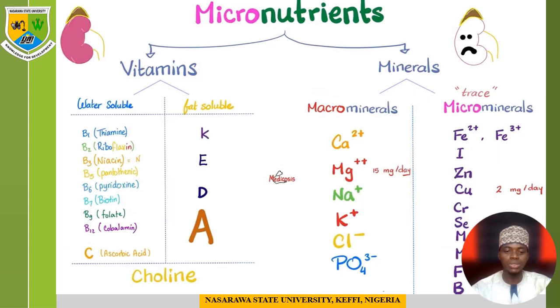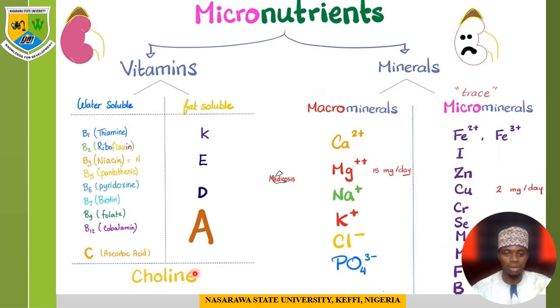Whereas the micronutrients, they are divided into vitamins and minerals. Under vitamins, they are subdivided into water-soluble, that is those vitamins that are soluble in water, and fat-soluble, those vitamins that are soluble in hydrophobic mixture. So under water-soluble, we have B complexes and vitamin C. Under B complex, we have vitamin B1, which is thiamine, B2 riboflavin, B3 niacin, B5 pantothenic acid, B6 pyridoxine, B7 biotin, B9 folate or folic acid, and B12 cobalamin, whereas vitamin C is known as ascorbic acid. Under fat soluble, we have vitamin K, vitamin E, vitamin D, and vitamin A.